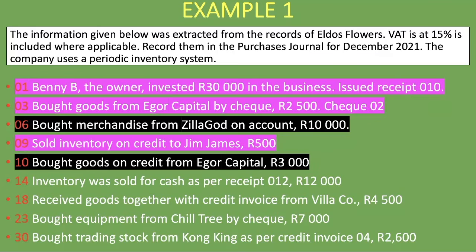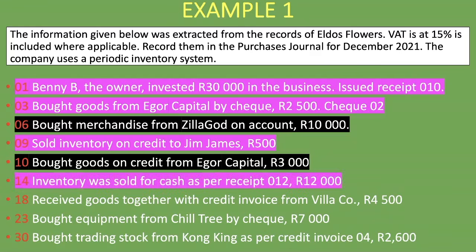So let's continue. On the 14th, inventory was sold for cash as per receipt 012, 12,000 rand. This does not go into the purchases journal, and I hope you attempted it on your own and you noticed that, because we are selling inventory here, we're not purchasing inventory on credit. So let's highlight it in purple.